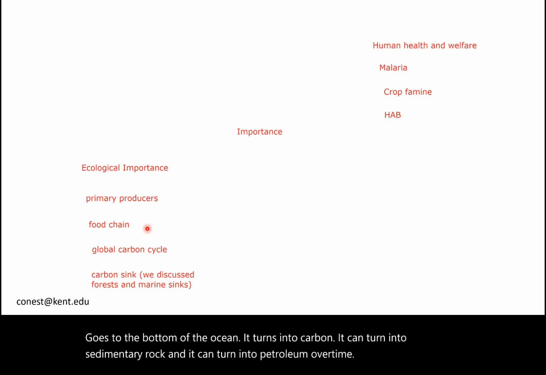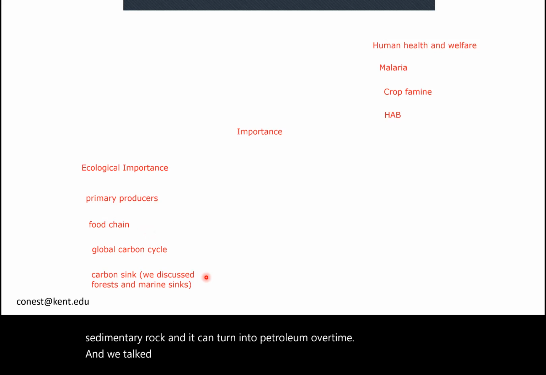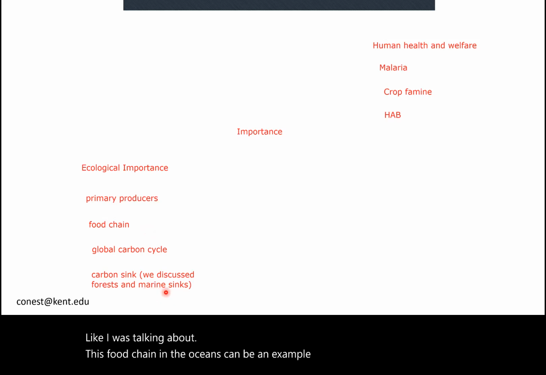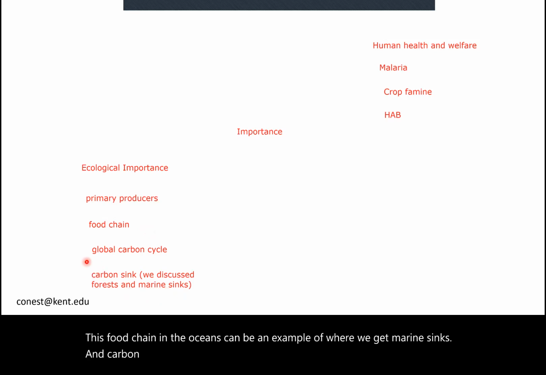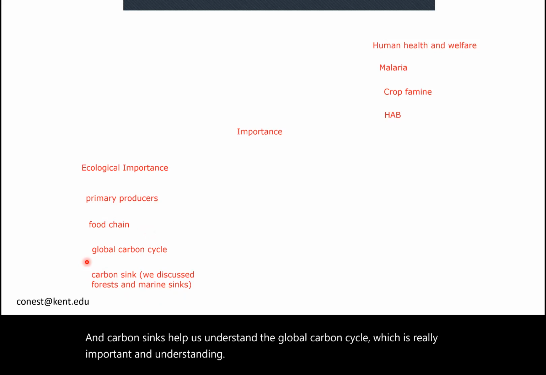And we talked about carbon sinks. Carbon sinks are long-term reservoirs of carbon. Like I was saying, this food chain in the oceans can be an example of where we get marine sinks. And carbon sinks help us understand the global carbon cycle, which is really important in understanding sustainability and things like that.